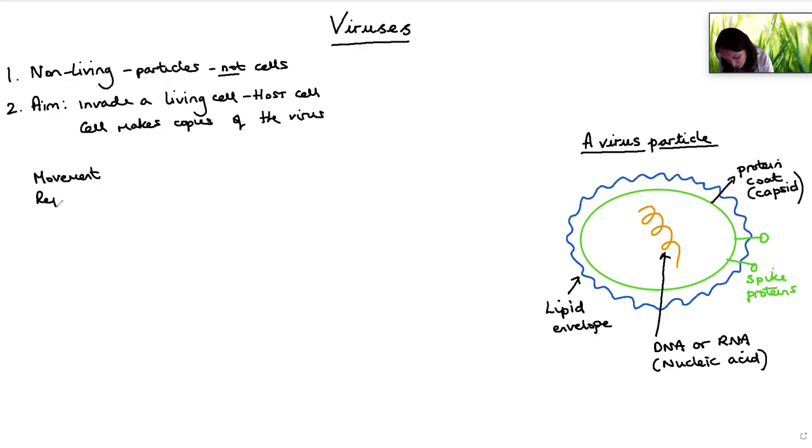They don't reproduce on their own. They have none of the enzymes necessary to do that. They invade the cell, and the cell copies their DNA, and the cell makes proteins from that DNA using the instructions on that virus DNA.